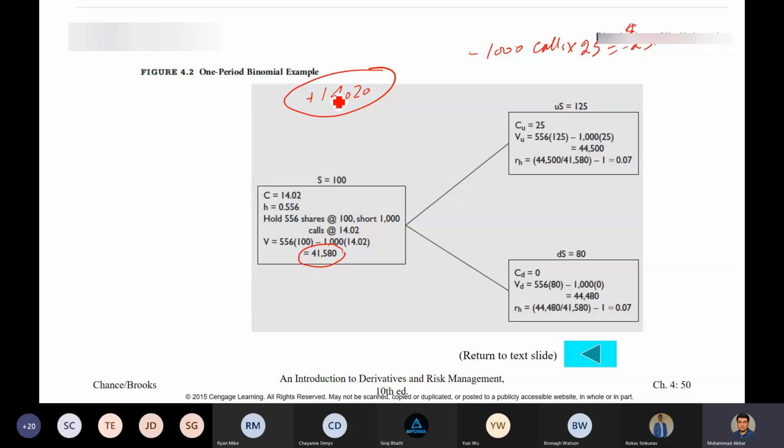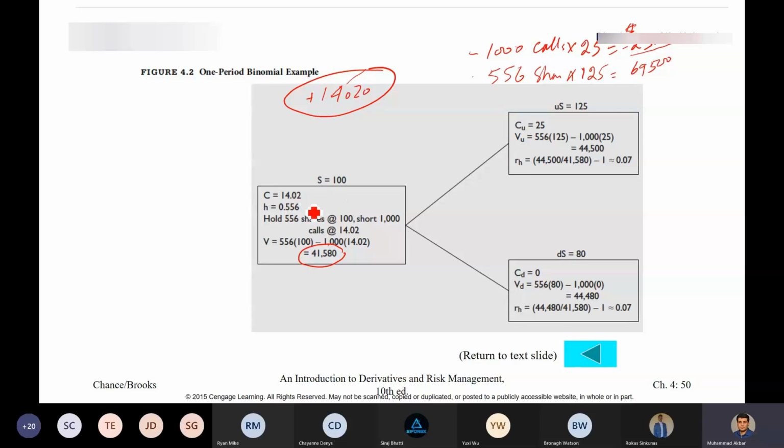So if you sell something for a low price and you have to buy it back for a high price, it is a loss, isn't it? So here you are making a loss on the call because you sold them for a low price and you have to settle them for a higher price. However, this loss will be made good by shares, because the shares you purchased for $100 are now worth 125. So if you multiply this, you get 69,500.